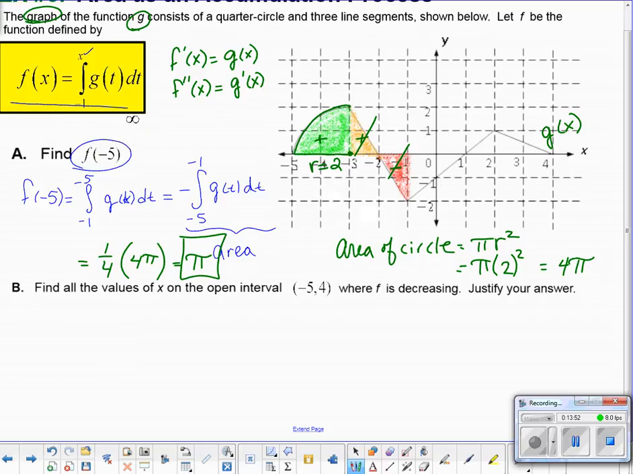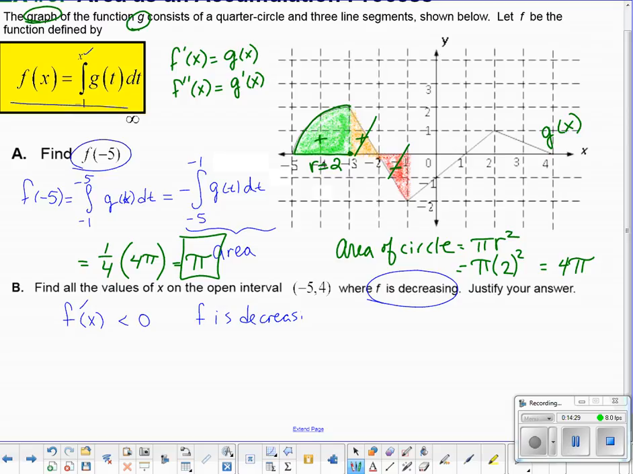Part B. It says, find all the values of x on the open interval between -5 and 4 where f is decreasing. Justify your answer. And for that, f is decreasing. Think back to chapter 3, the section where we learned about graphing mins, maxes, and so forth. We know that f is decreasing when f prime of x is less than 0. That will be when f is decreasing.